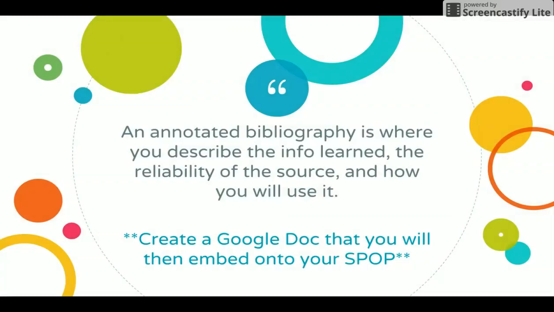Well, here's the answer, right? An annotated bibliography is where you describe the information learned, the reliability of the source, and how you will use it. For this assignment, you are going to do this on a Google Doc, which you will then later embed on the research page of your SPOP. And that's really important because some of the formatting things that you're going to have to do are easier done in a Google Doc than it is sort of on the web page itself.